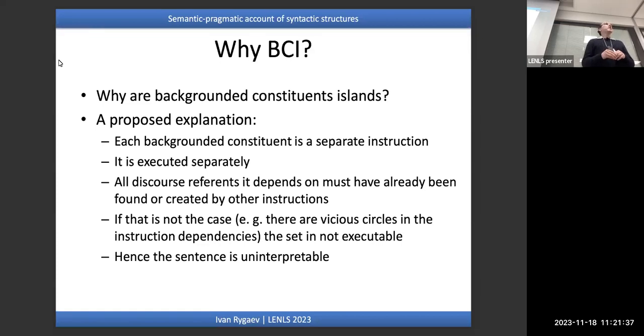As a friend of mine once said in the winter, to clear the car from snow, I need to get my shovel, and to get my shovel, I need to open the trunk, and to open the trunk, I have to clear the car from snow. So that's instructions with vicious cycles, which cannot be executed. So my proposal is that a very similar thing happens when the island constraints are violated.